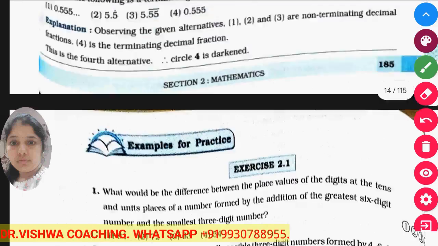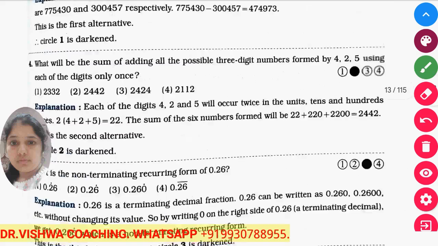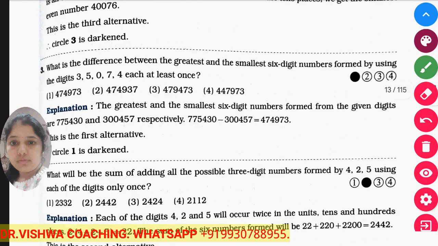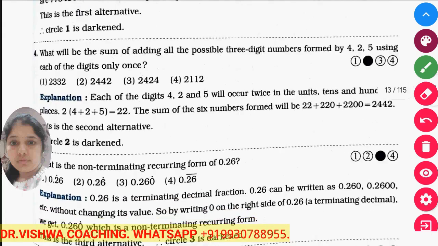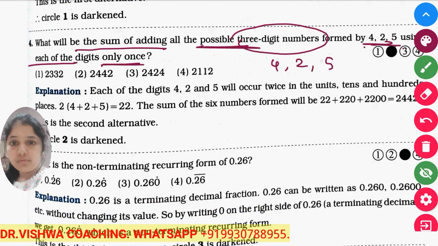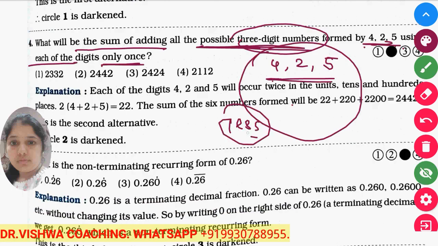We will directly solve the practice exercise now. But before moving to the practice exercise, I will tell you one very interesting sum. What will be the sum of adding all possible 3-digit numbers formed by 4, 2 and 5 using each digit once? We have to make the combinations by taking 4, 2 and 5, form as many 3-digit numbers as we can, and then add. It will be very lengthy and you have very little time. So what is the trick?